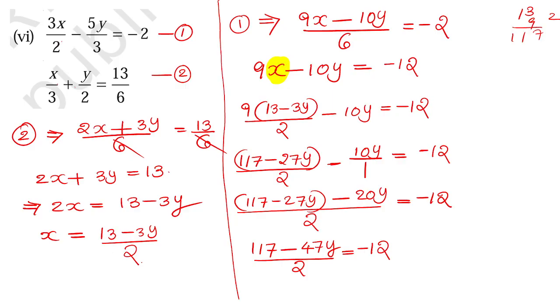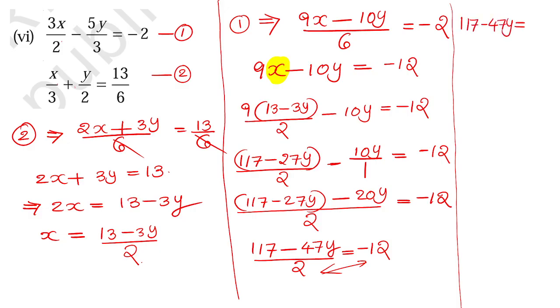Okay. Let me explain the next step. Now I can do the cross multiplication. This 2 goes to the other side. Let me write here 117 minus 47y equal to 2 into minus 12, minus 24. The answer may not be a good answer, maybe fractions. It's a tough question. Okay, I did the cross multiplication. 117 minus 47y equal to minus 24.